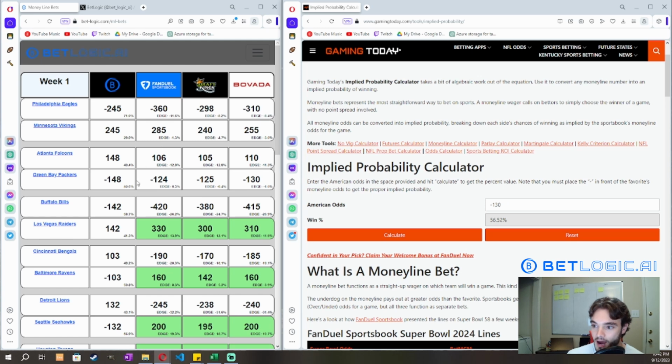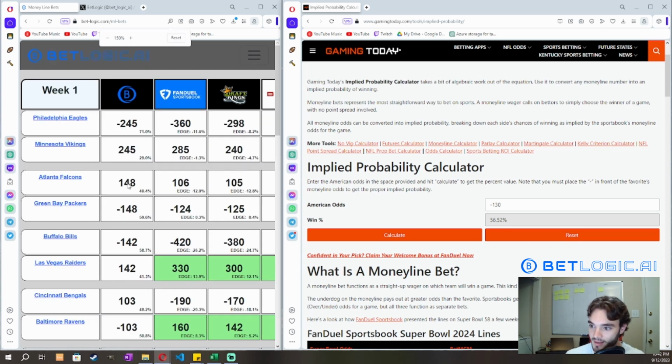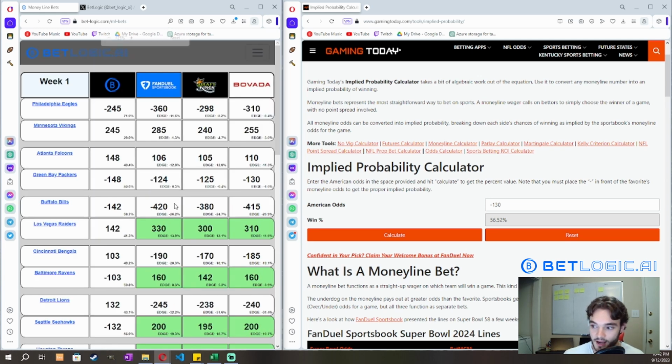Now, going over to our model here, hopefully this is not too small to see. I'll do some zooming in. Hopefully it doesn't mess up the website too much. But as you can see, our model has the Packers at a 59.6% chance of winning the football game. Now, the reason why that bet is not green, because our model does say that there's about a 3% higher chance than what the sportsbook's saying that they're going to win the football game.